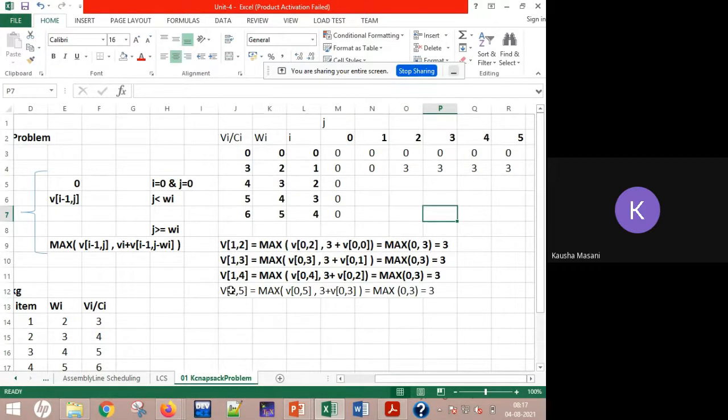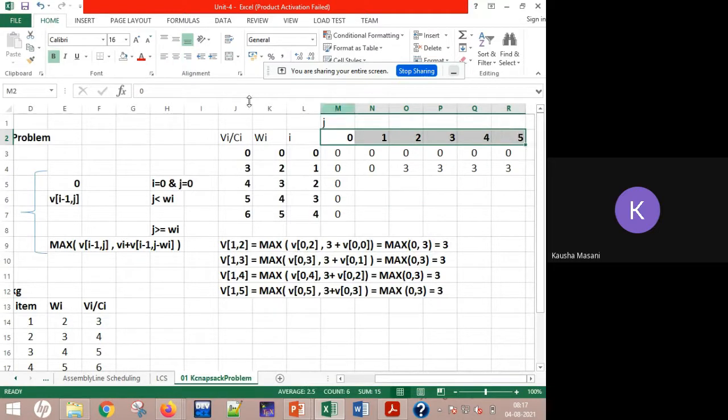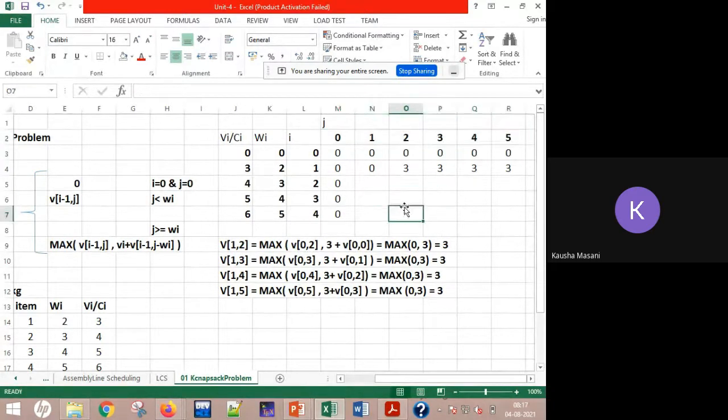Okay. So start filling up, everyone. Now see, there is one trick here. To save your time in the exam, there is one trick here. You can copy the same thing till you get J value equal to your I value.